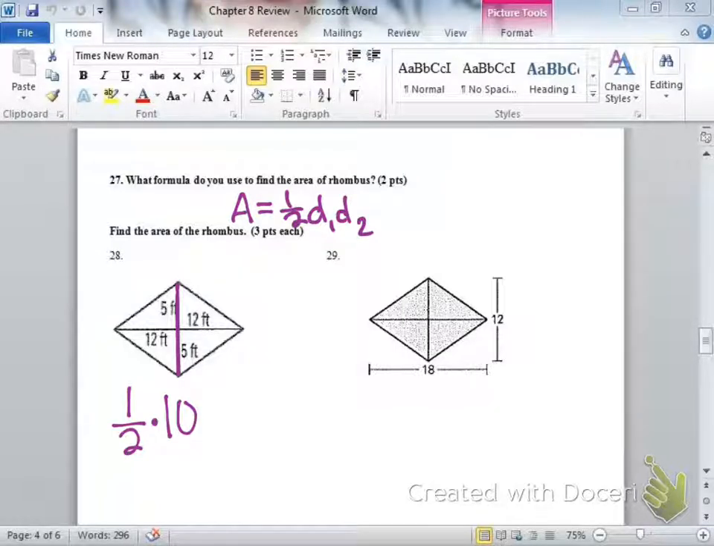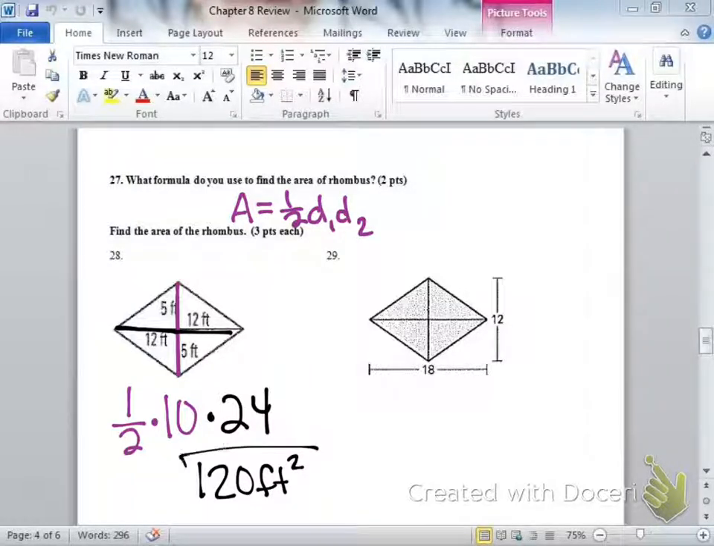Alright, same thing going this way. We have 12 and 12, so what's the whole diagonal? 24. Then I got to put the 24 squared. What did you get? I got 120 feet squared. Yes. Because it's nothing but adding and then dividing.